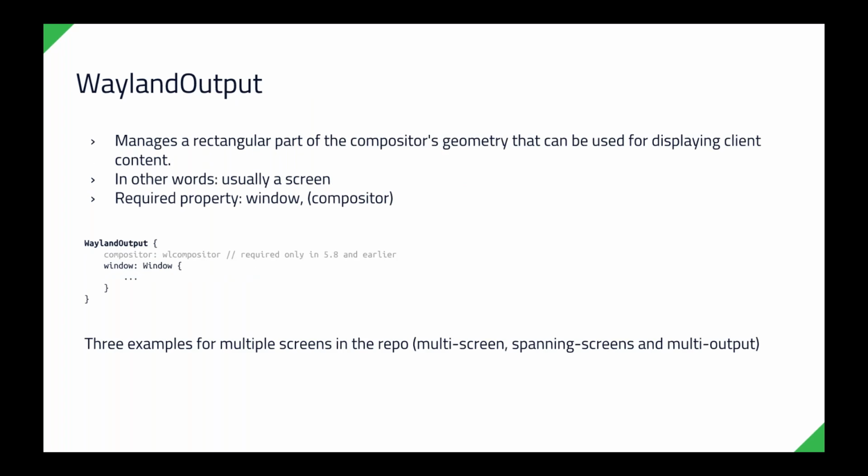So the output is very short. It's a screen. It has one required property, and that's the window property. And this is the window that represents the screen. So window in QML on desktop is a window, but on embedded, window is sort of a screen, or the window is shown on one screen. So this is the content of your screen, basically.